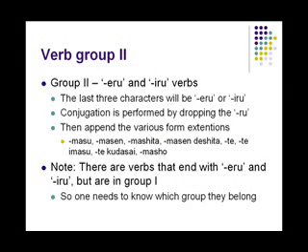Now let's move on to the verbs in group 2. The group 2 verbs are known as eru and iru verbs because they end with eru or iru. The last three characters are the ones by which these are differentiated. Conjugation in these cases is performed by dropping the last two letters, r and u, and then appending the various form extensions. The form extensions are masu, masen, mashita, masen deshita, te, te imasu, te kudasai, and masho.